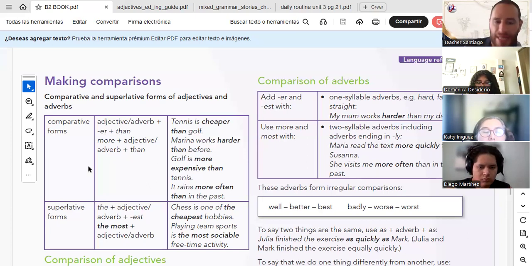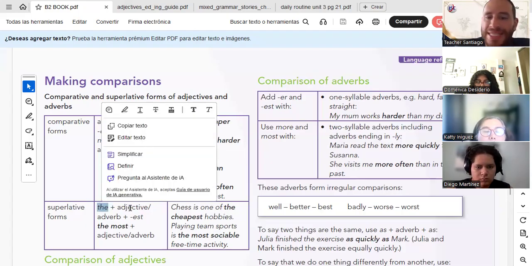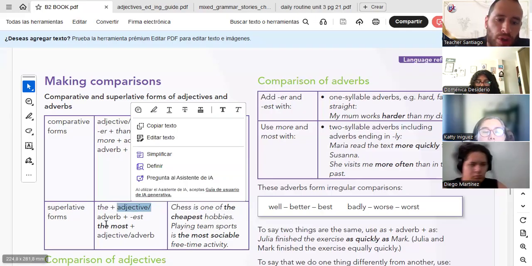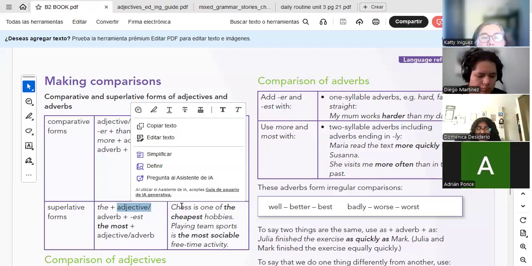Then we have superlative. We need to use the article the plus the adjective or adverb plus -est at the end, or the most plus the adjective or adverb. So let's see an example. Chess.